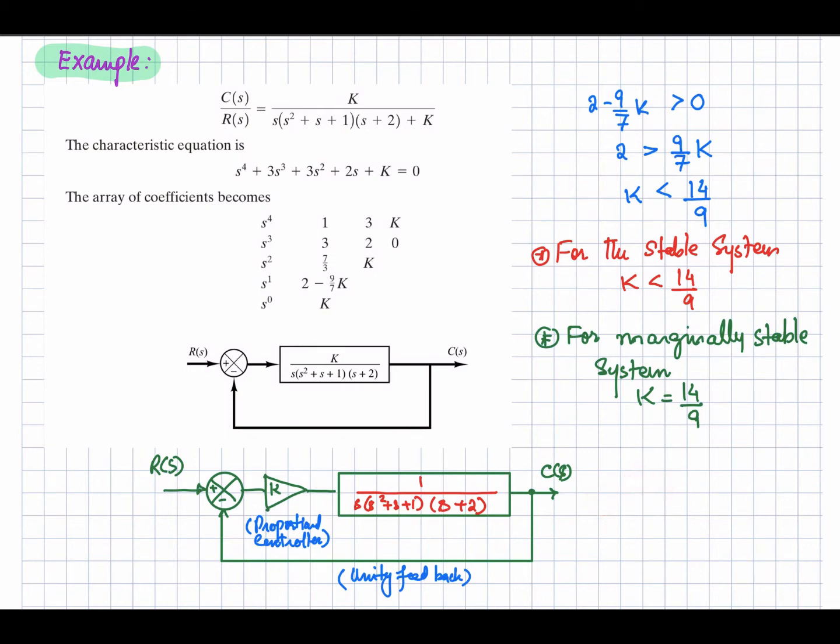But if k is not selected in this range, if k is greater than 14 by 9, or it is less than or equal to 0, then your system is unstable. For k equal to 14 by 9, this entry will become 0, and that indicates that one pole pair is on the imaginary axis, so your system is marginally stable.